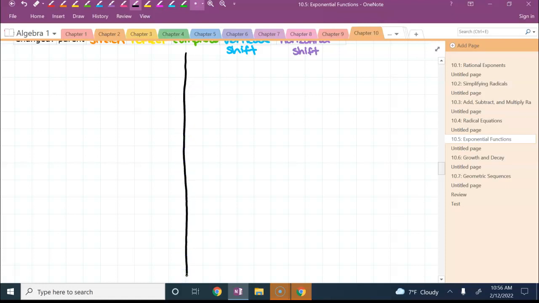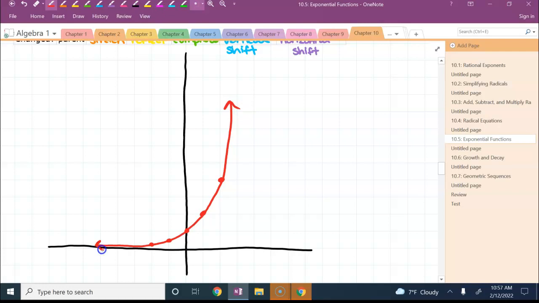Now, I would graph as many points as you can on your table. Mine might be a little bit more limited to the space that you guys have in your packets. So I'm going to start with that parent function. So this would be y equals 2 to the x. That's the parent. So that's the very original.